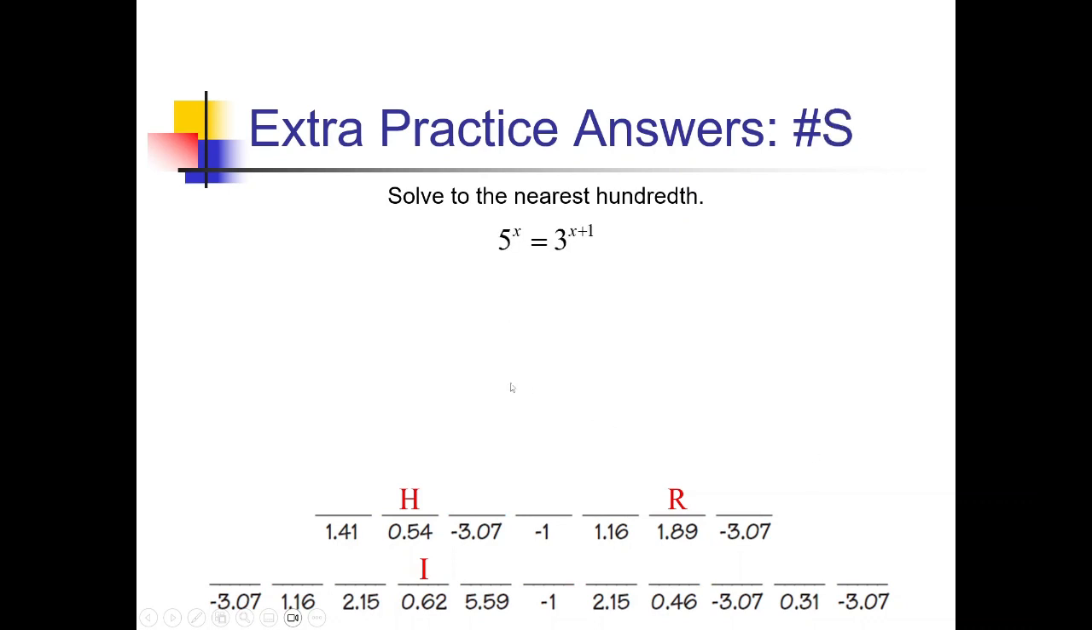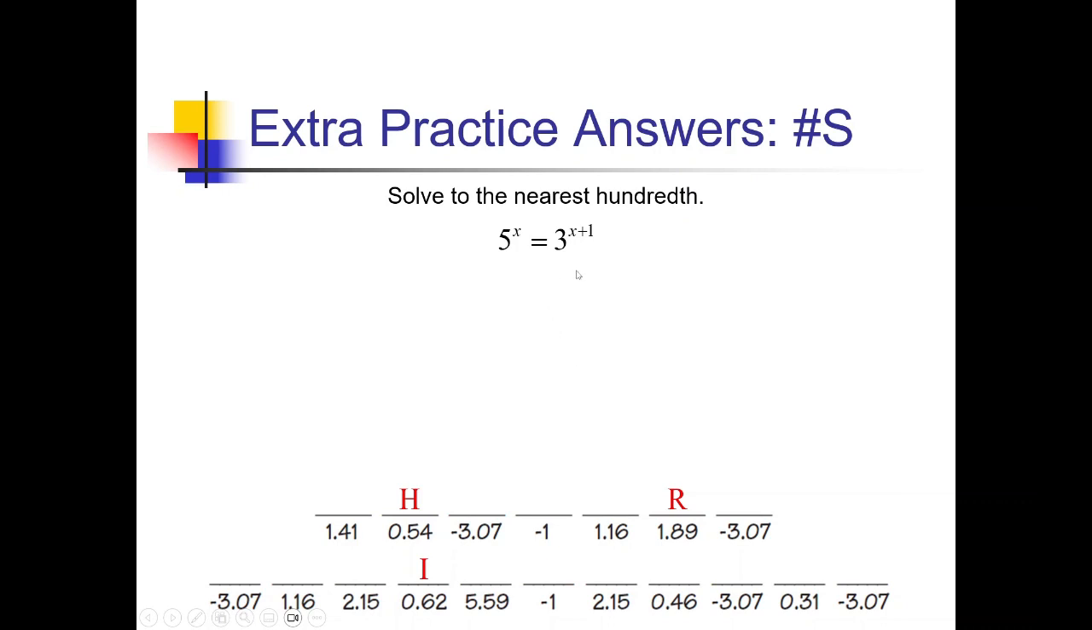On problem S, our typical move of taking the log right away to pop out the x's is going to run into a few issues. I mean, we could do it here, but then you'll have x log 5, x plus 1 log 3, and at this point you're going to have to do some distributing and combining of logs and factoring out of things. It's not a lot of fun.